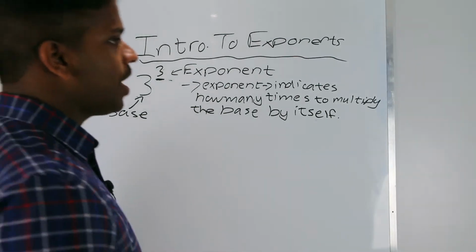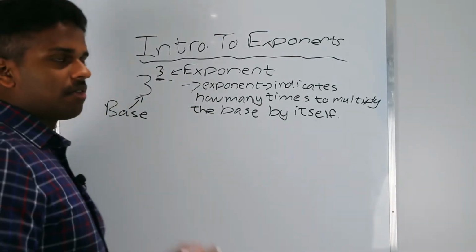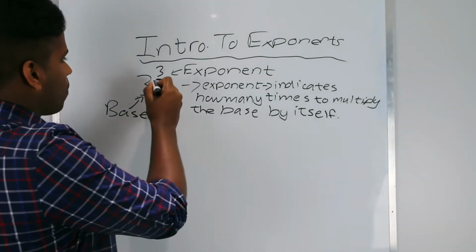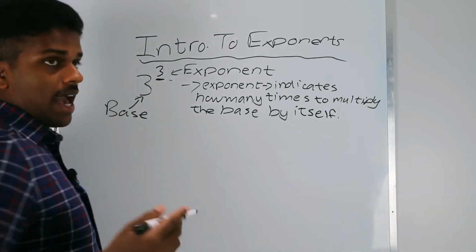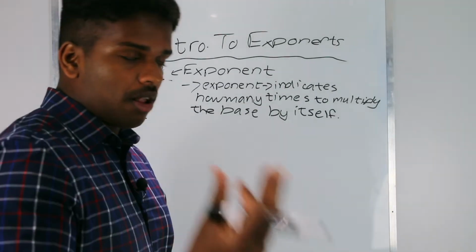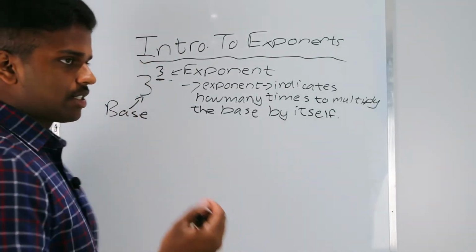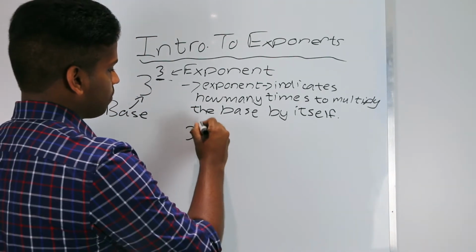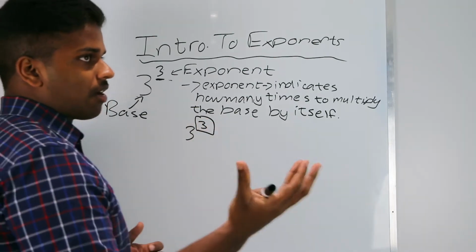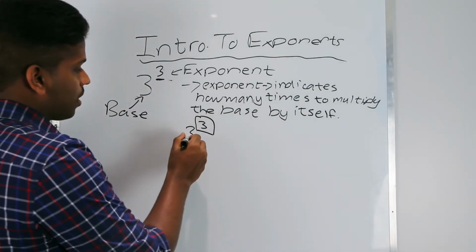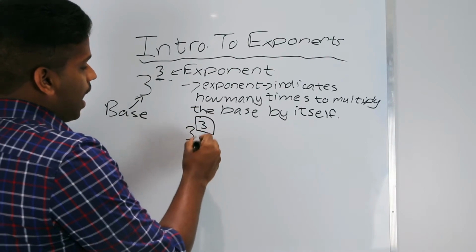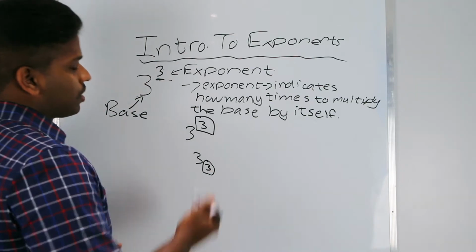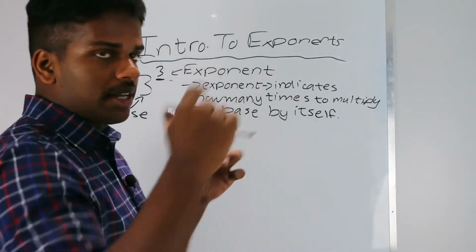An exponent is a small number that is written in the top right hand corner of another number. What I mean by small is not small in value, but that it is written in superscript form. In typing, you have something called superscript, which is written smaller compared to the text here, and subscript, which is written in the bottom right hand corner. So it's smaller in size, not in numerical value.